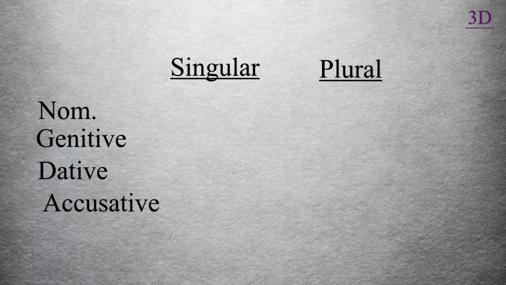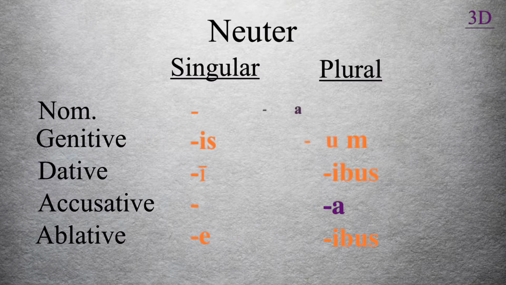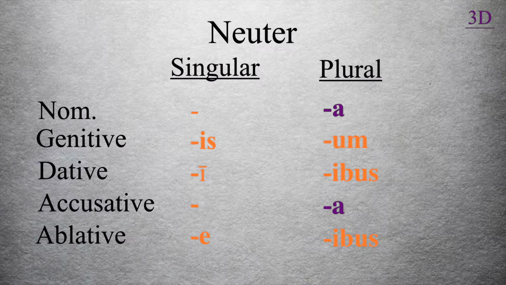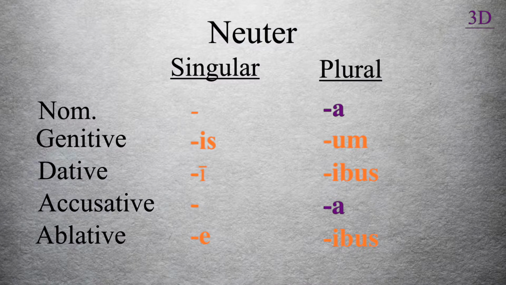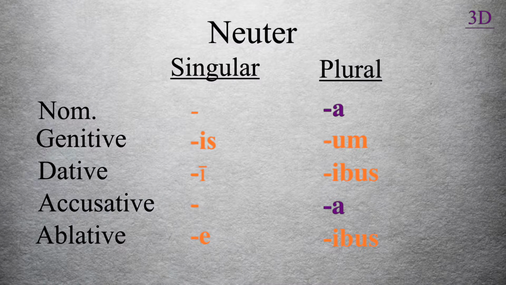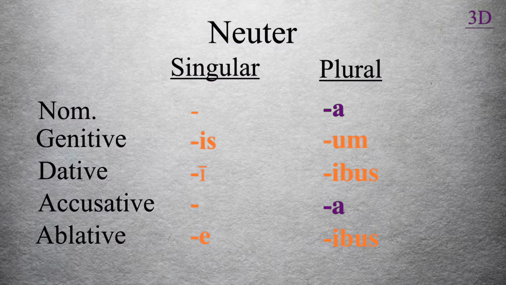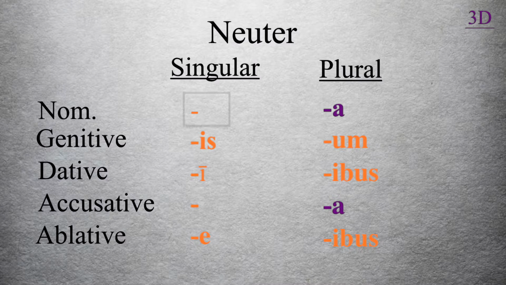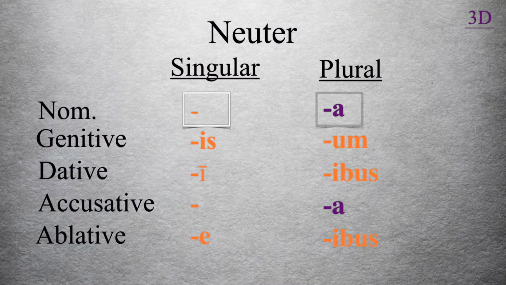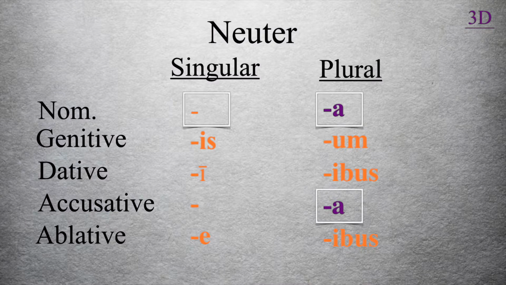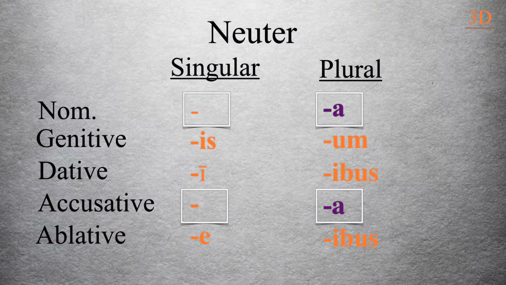Okay, so now let's take a look at our neuter endings. Again, starting with the nominative singular. Blank, genitive is, dative i, accusative blank, ablative e, plural nominative a, genitive plural um, dative plural ibus, accusative plural a, and ablative plural ibus. Now notice the neuter nominative and accusative, respectively, repeat one another, as do the nominative plural and the accusative plural.